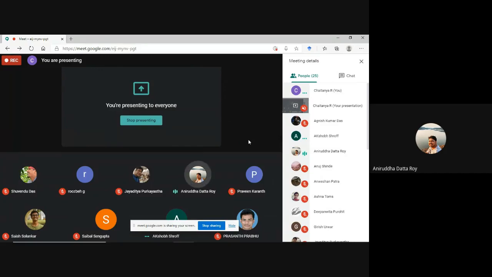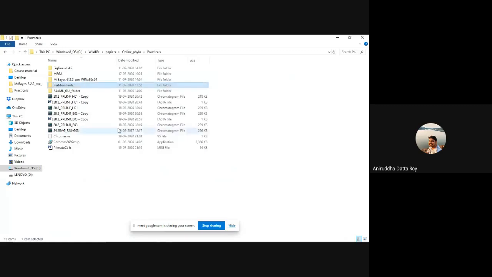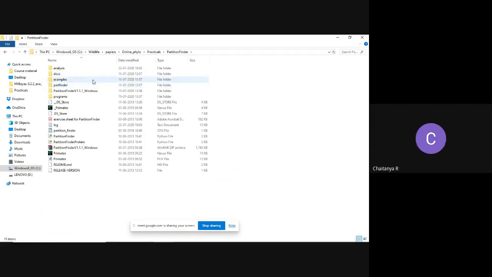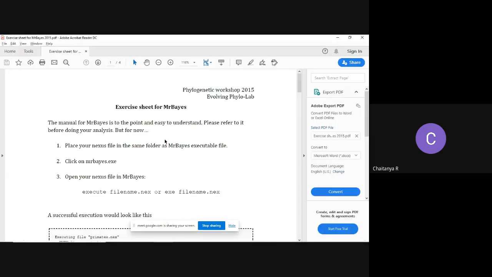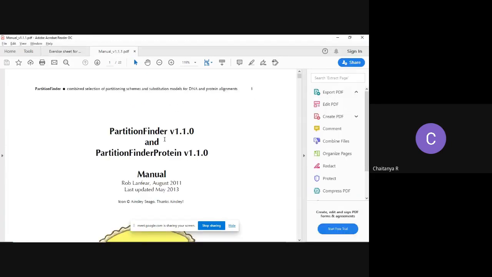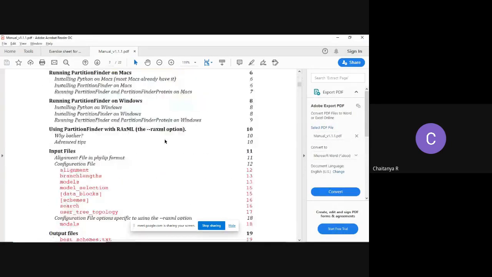No. So just go through the manual. In the PartitionFinder folder, there should be a folder called docs. Maple, can you just put that folder on? So you see this folder called docs, right? So open that, and you see a manual over here. So you can go through this manual and you're running PartitionFinder. Installing Python on Macs, right? Okay, I'll do that. Yeah.